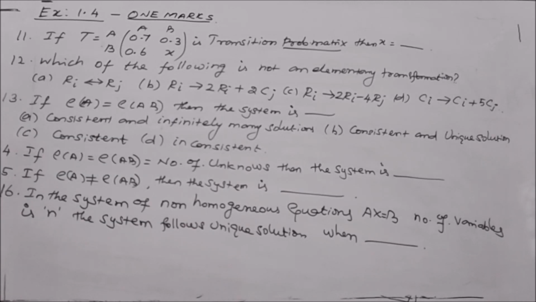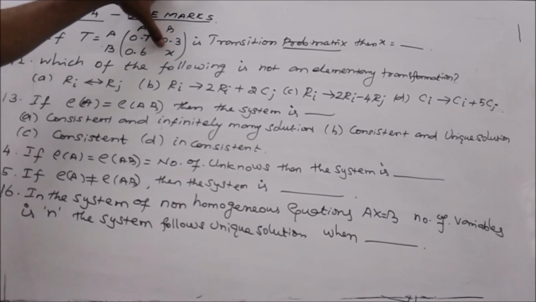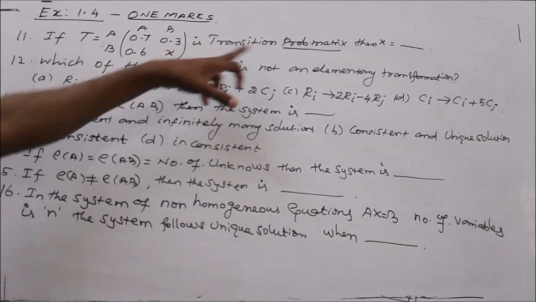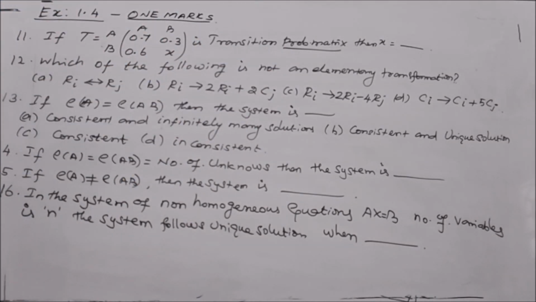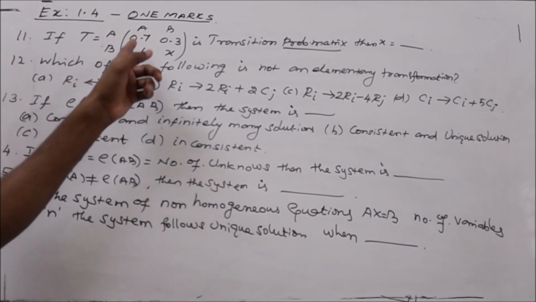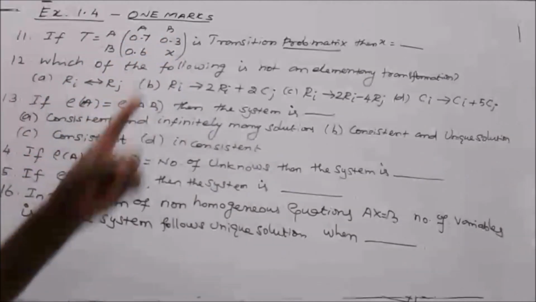Eleventh question. If T equal to the transition probability matrix is given 0.7, 0.3, 0.6, and x is the transition probability, then the value of x will be, I told you that the entries in the transition probability matrix are probabilities of an event. They should be greater than or equal to 0, less than or equal to 1. And the sum of the events will be equal to 1.